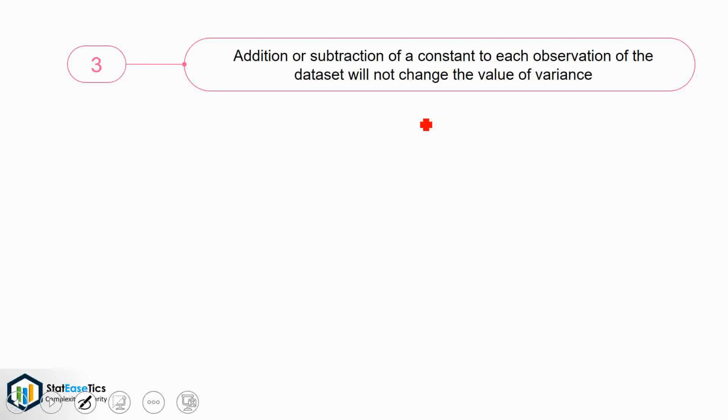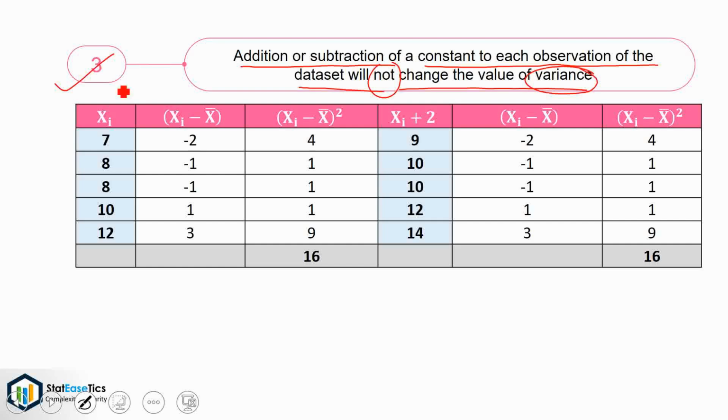Now let's see the third property. Addition or subtraction of a constant to each observation of the data set will not change the value of variance. Let's see the example. We have the series X with observations 7, 8, 8, 10 and 12. Here we are adding a common constant 2 to all the observations and get the new series as follows.